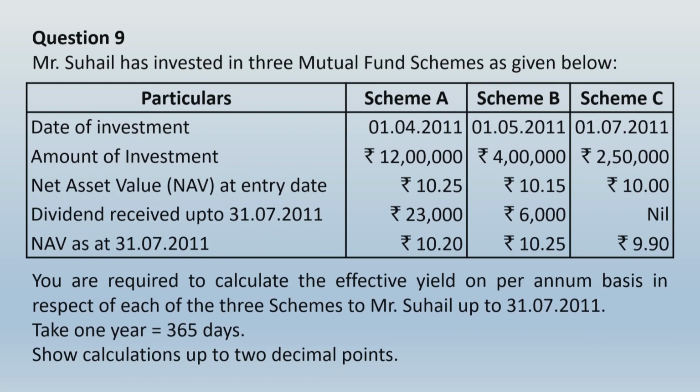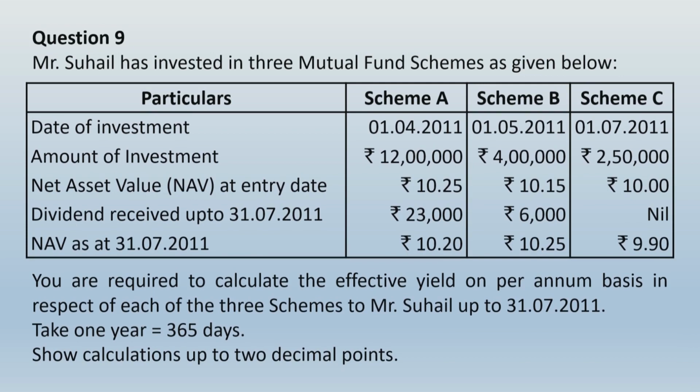You are required to calculate the effective yield on per annum basis in respect of each of the 3 schemes to Mr. Suhail up to 31/07/2011, that is 31st July 2011. Take 1 year equals to 365 days. Show calculations up to 2 decimal points.